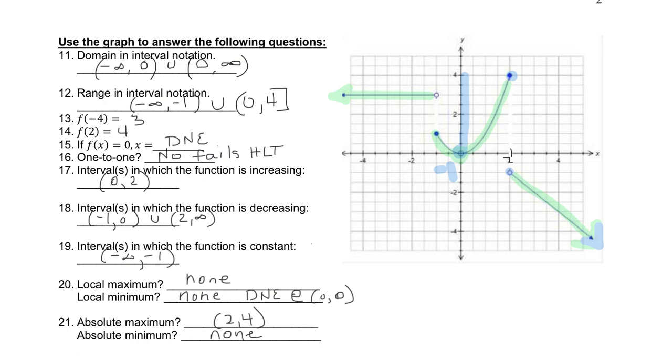F of negative 4, you should have 3. F of 2 is equal to 4. If f of x equals 0, so that's the same as saying if y equals 0, then x does not exist.